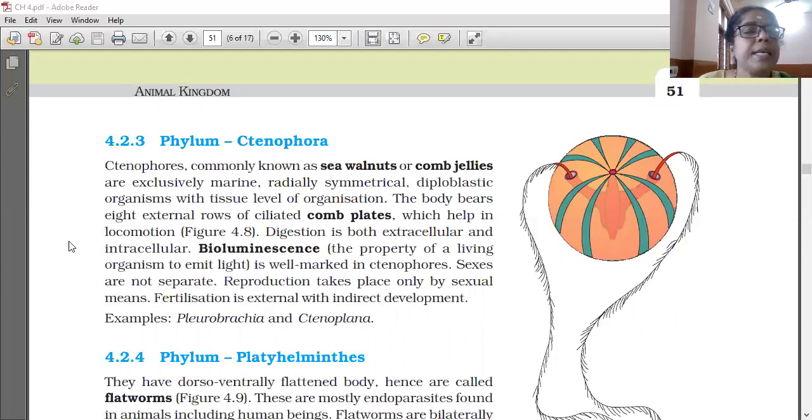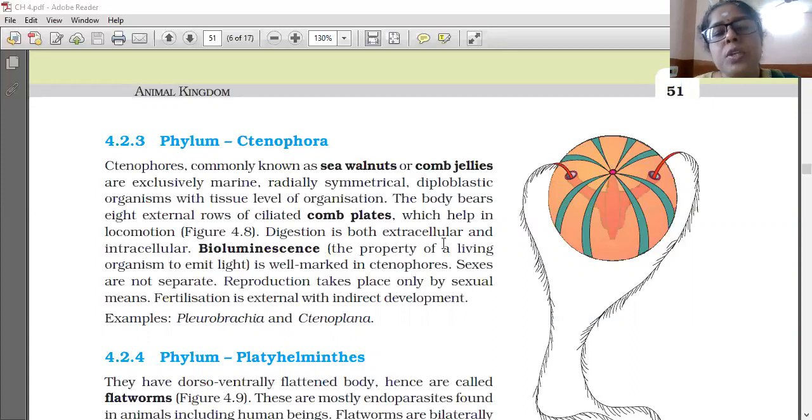The body bears 8 external rows of ciliated comb plates. You can see in the diagram, only 8: 1, 2, 3, 4, 5, 6, 7, 8. These 8 comb plates are layered, and they help in locomotion. This is used for locomotion only. So what is the function of comb plates? It is used for locomotion, going from one place to another. So comb plates are the characteristic of phylum Ctenophora, which help in locomotion.